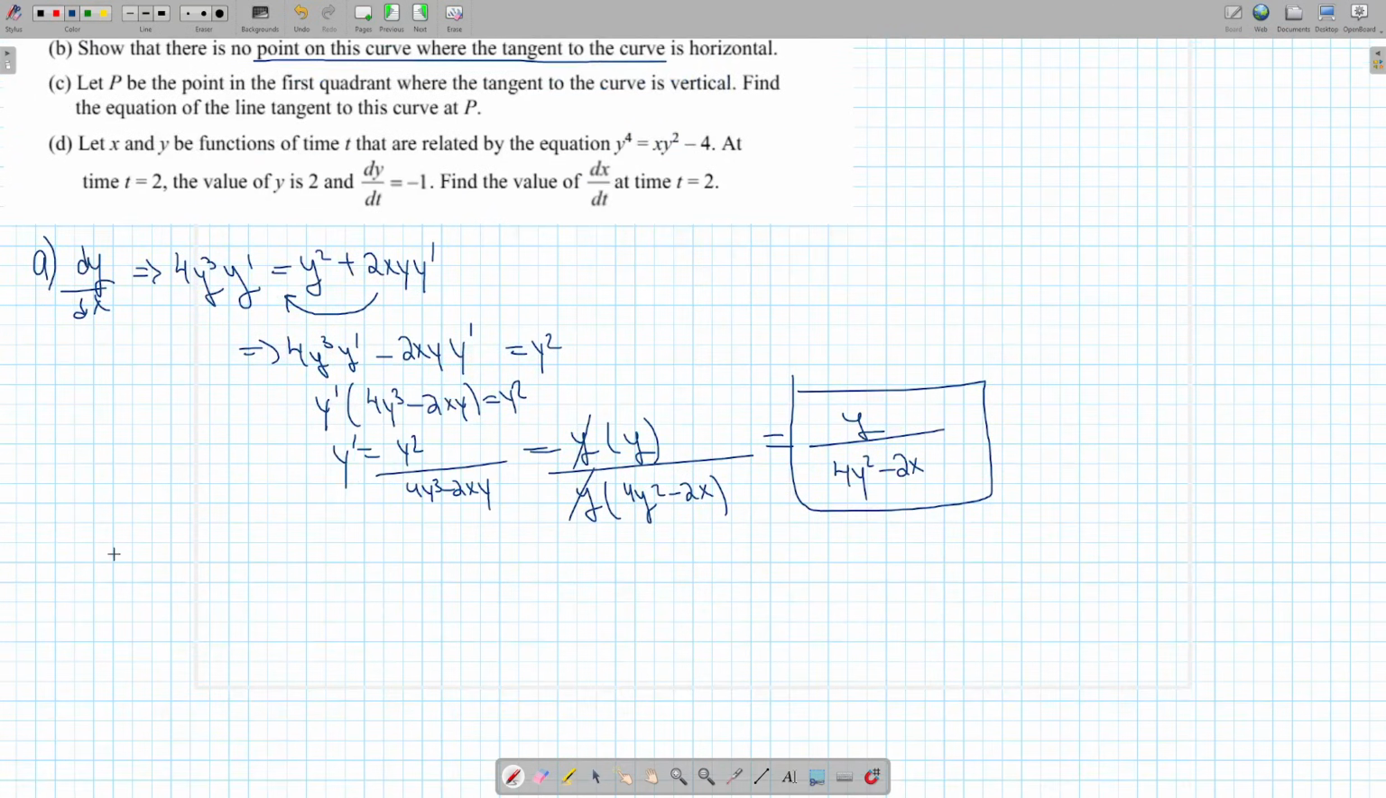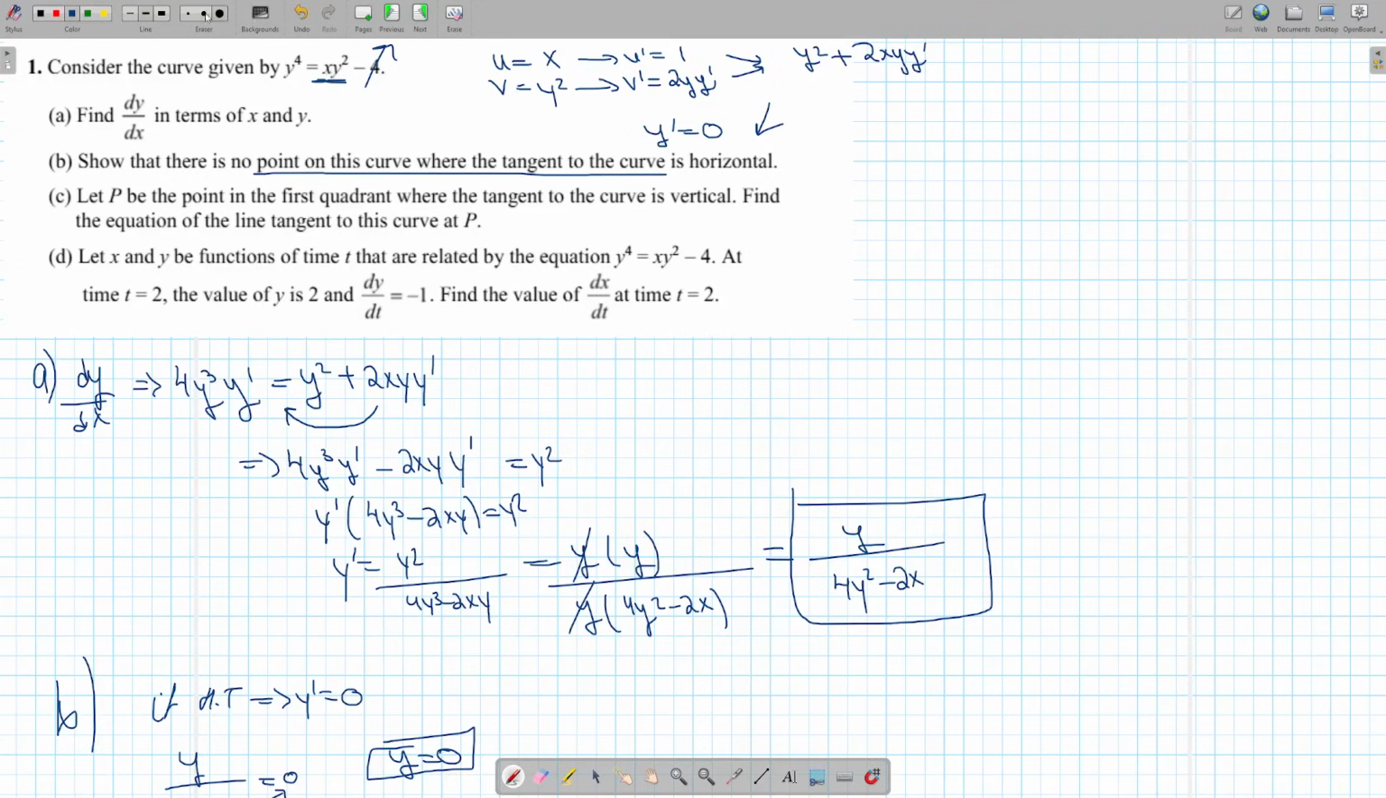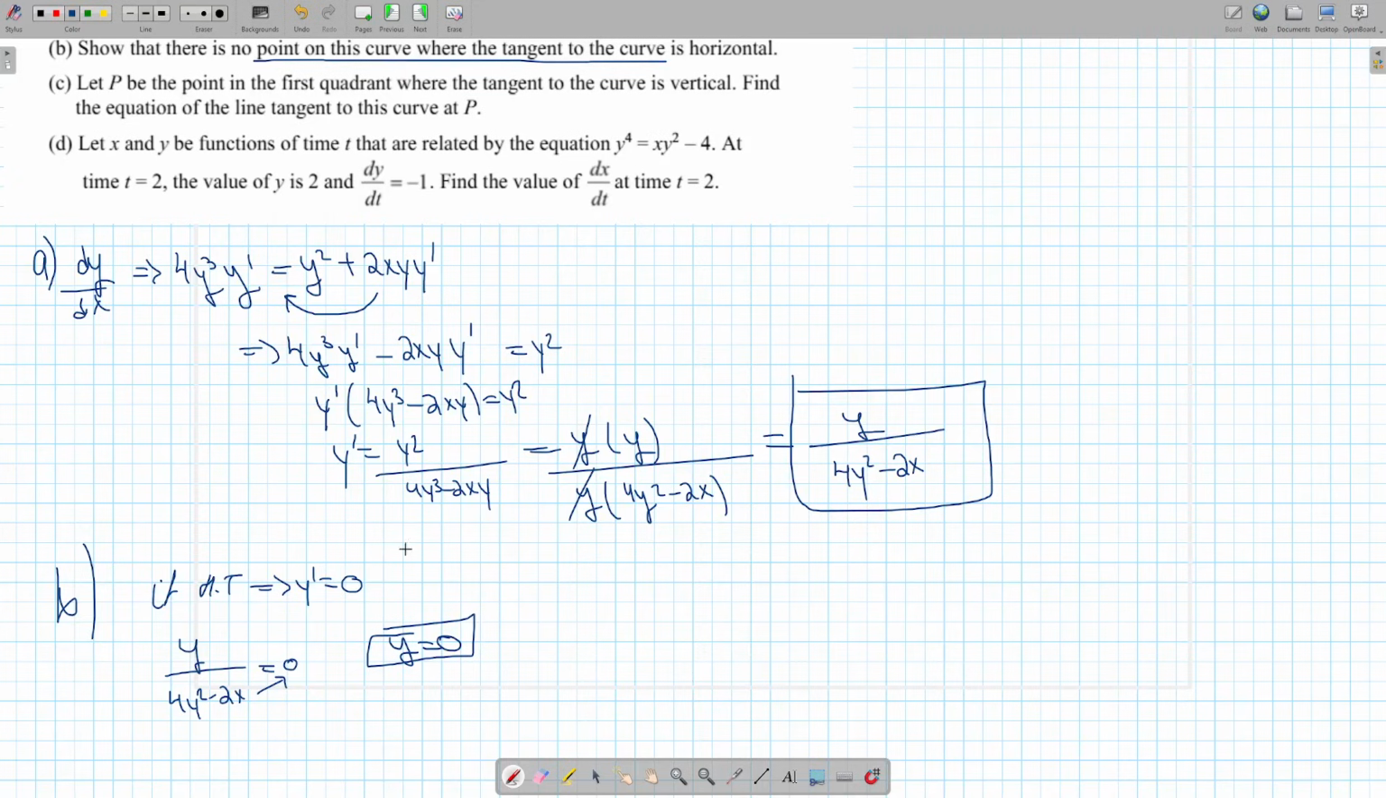Let's check. Part B. If there is a horizontal tangent, meaning y prime equals 0, meaning y over 4y squared minus 2x must be equal to 0. Cross multiply, you're going to get that y is equal to 0. Y is equal to 0. Let's substitute that into our point here. What's the original expression? The original expression is y to the power of 4 equals xy squared minus 4.